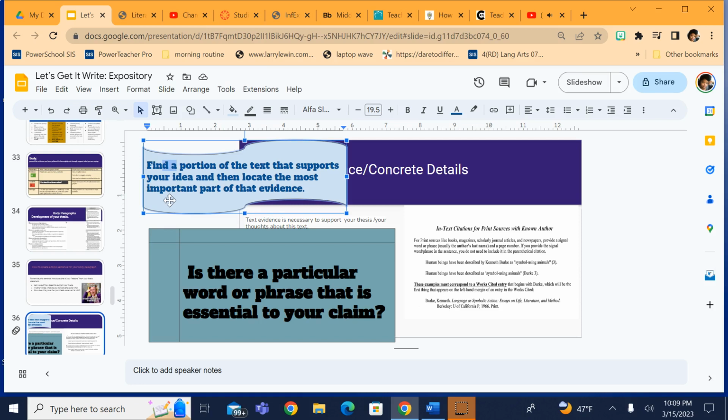So as you're reading, if you see a word or phrase that connects to your conclusion, you may want to consider using that piece of textual evidence. Remember, guys, I have taught you and I have said to you, reading is all about connections. So as you make connections in your readings, you are able to articulate the connections in your writing. Okay?